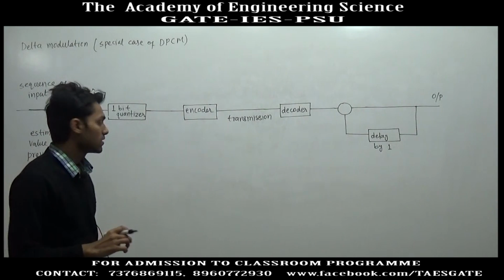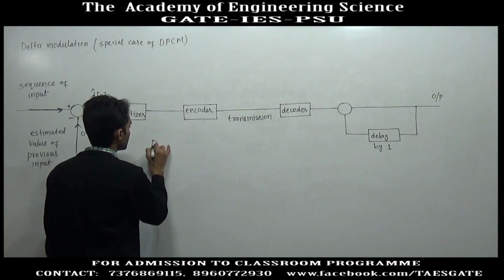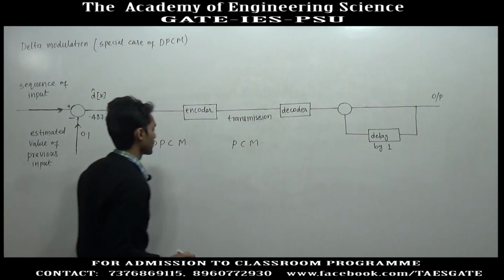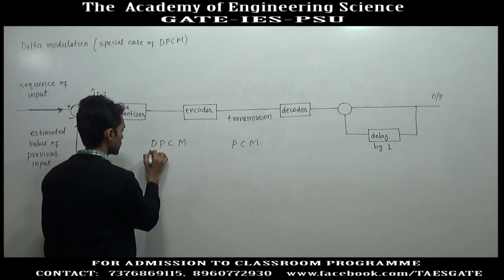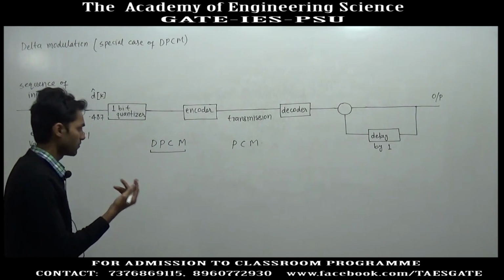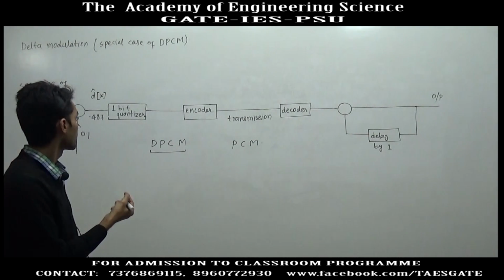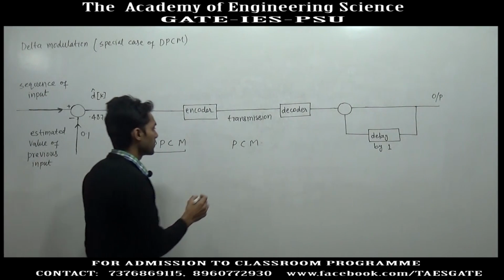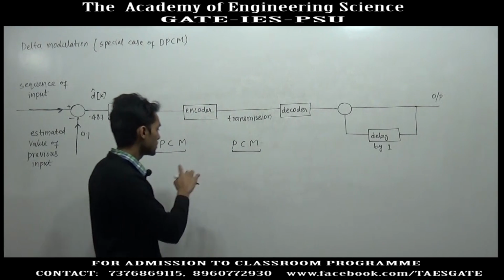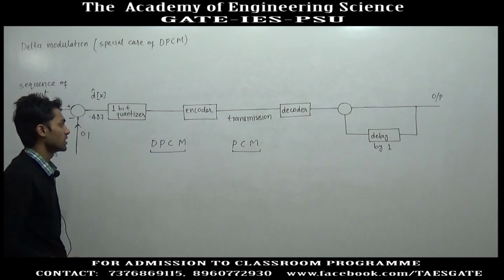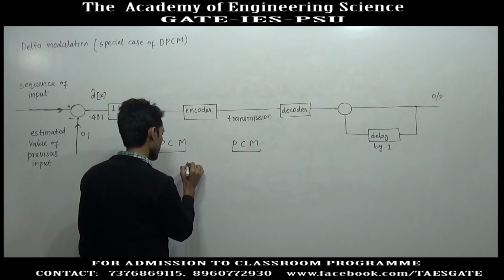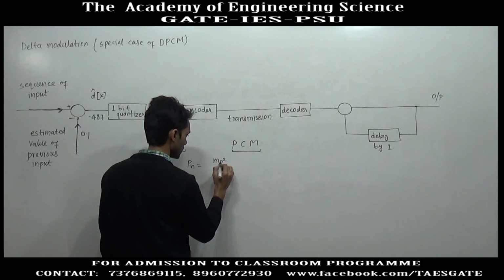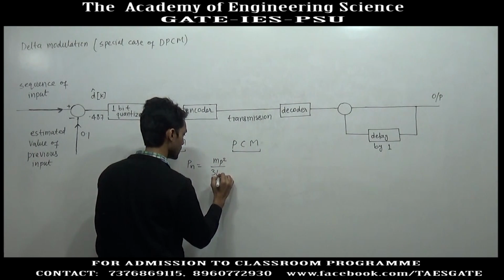We have already studied the advantage of differential pulse code modulation over pulse code modulation. In differential pulse code modulation, the difference between consecutive samples is the input to the 1 bit quantizer, but in case of pulse code modulation the whole sample is input to the quantizer, and the power of noise is mp square by 3L square.